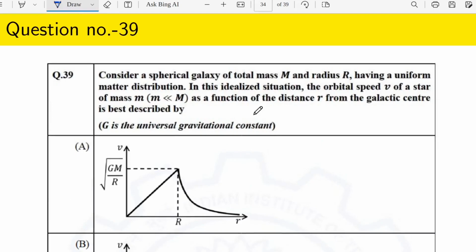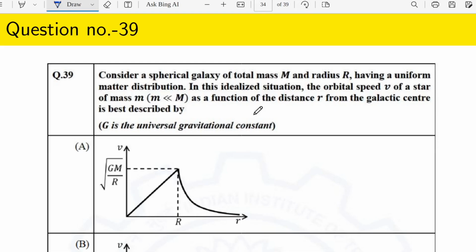So in that question they are asking: consider a spherical galaxy. There is a spherical galaxy of total mass M and radius R having a uniform matter density distribution. So if it is a uniform matter distribution, then there will be no problem with that matter integration.